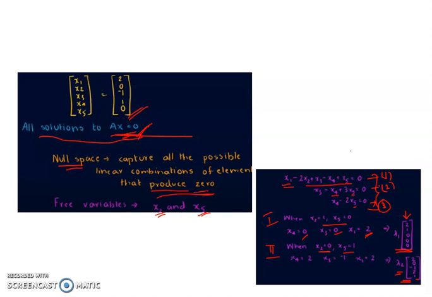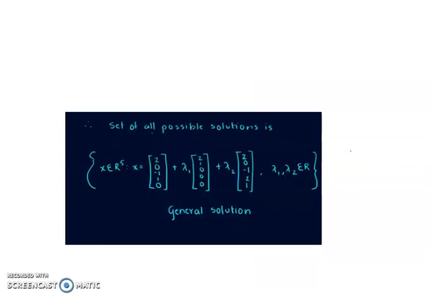So now you have obtained all solutions to Ax = 0. The next and final step is that you need to combine all these solutions. The particular solution is this solution, and these two are the solutions to the Ax = 0 case. When you combine these solutions, you will be getting the general solution.